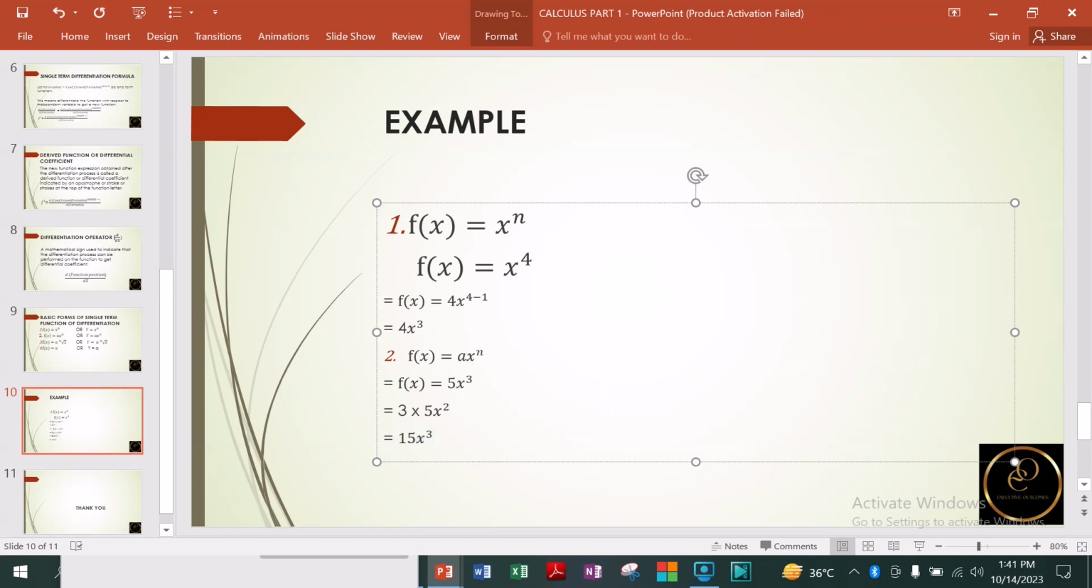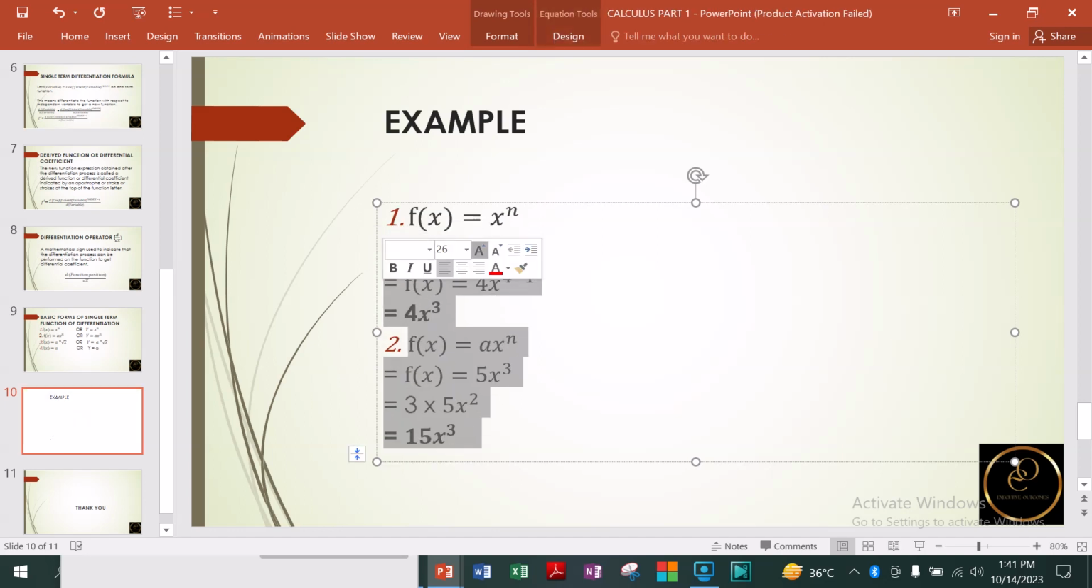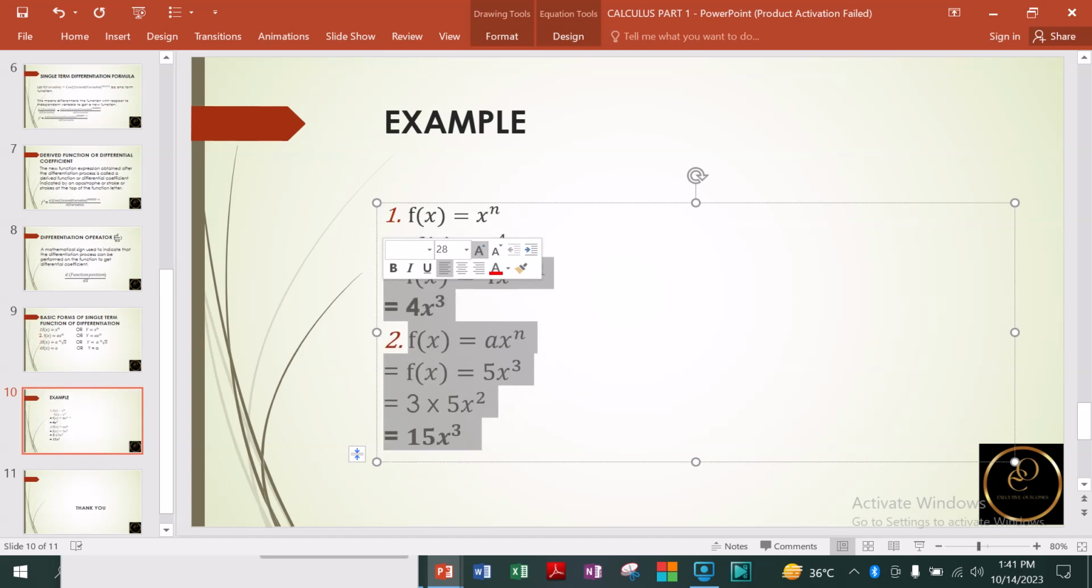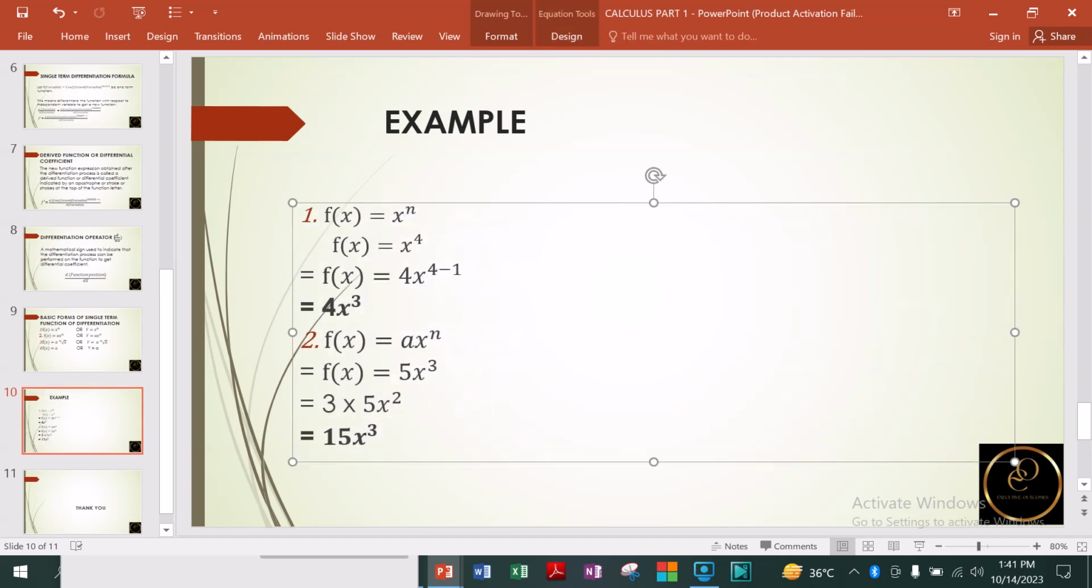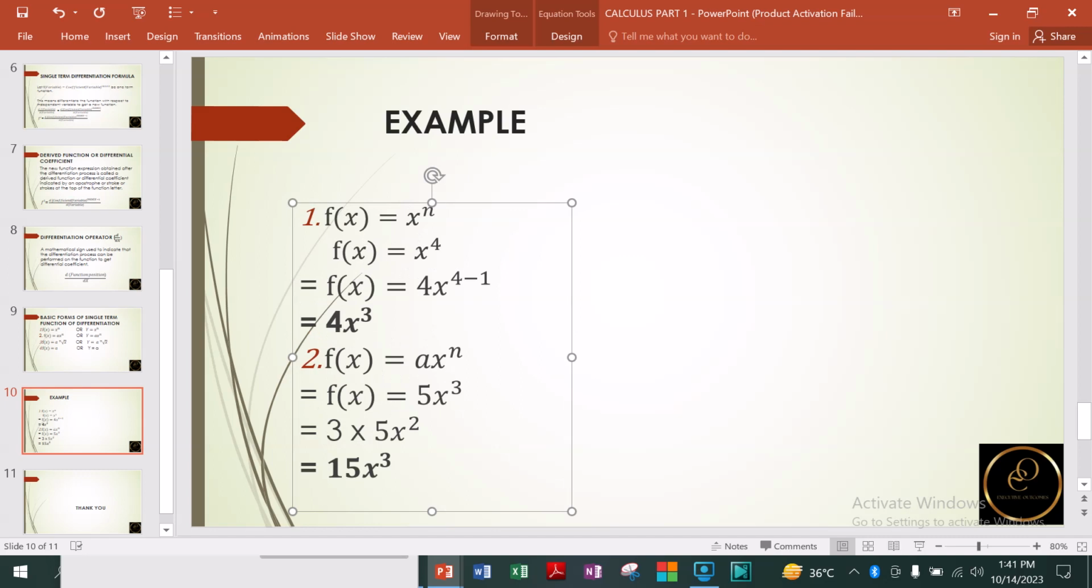In the first case we had this answer. In the second case we have this answer. That's how we deal with that type of question or situation when you are trying to see how we can differentiate it.